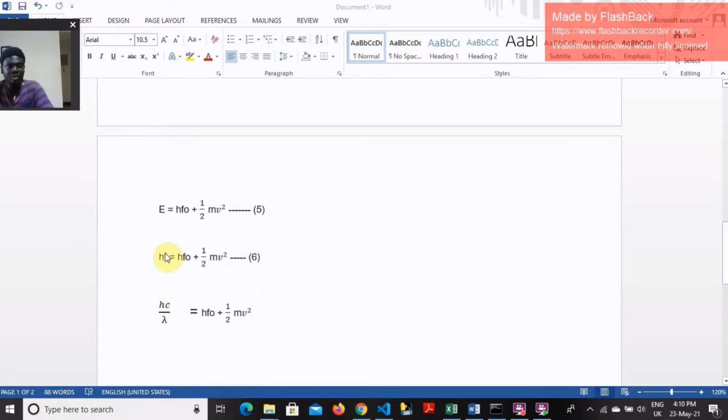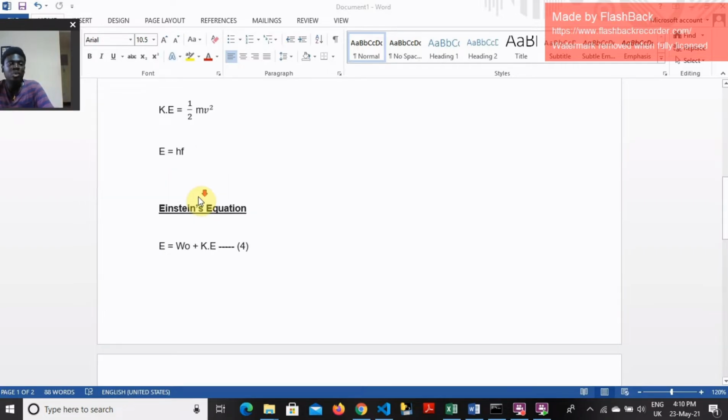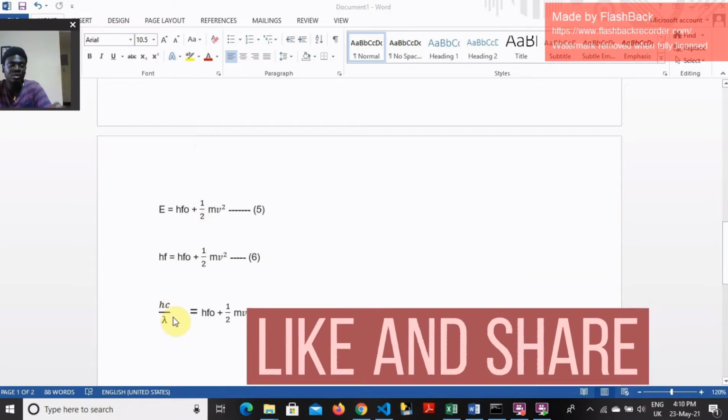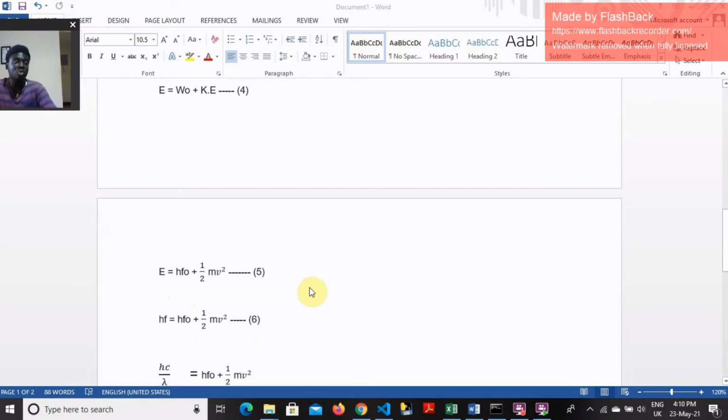We know that to get frequency from the formula above, we say frequency is equal to speed of light over wavelength. In a case where you weren't given frequency but you were given speed of light and wavelength, you can just use that to solve for frequency. So when you now substitute speed of light over wavelength into this formula, you have Planck's constant times speed of light over wavelength is equal to HFO, which is work function, plus kinetic energy, which is 1 over 2 mv squared. Now that is just all there is to Einstein's equation under photoelectricity. Honestly, that is all there is to it.